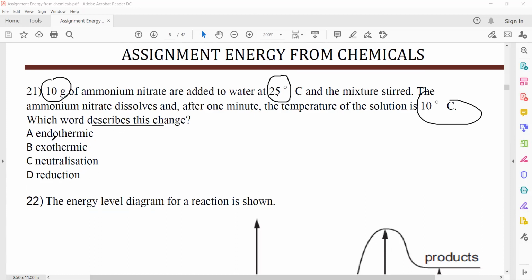So which word describes this change? A, B, C, or D? The original temperature was 25. The final temperature is 10. So if the temperature decreases, energy is absorbed, which means the reaction is endothermic.